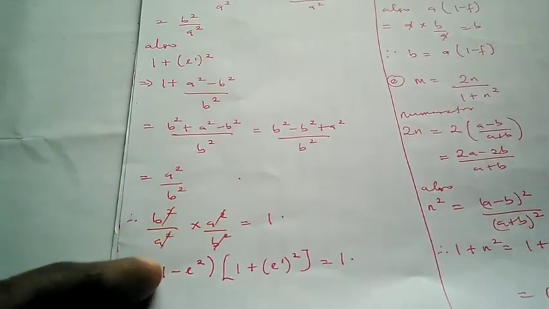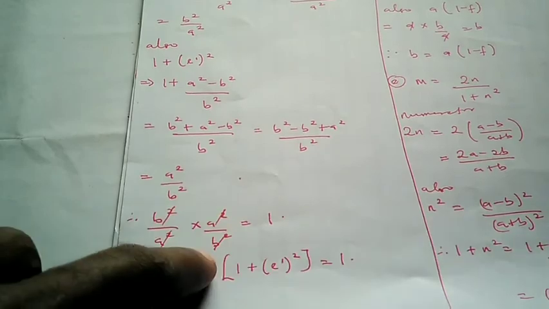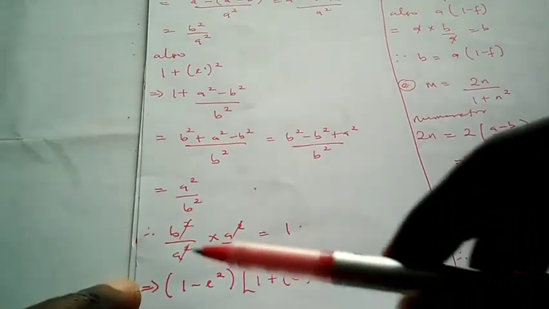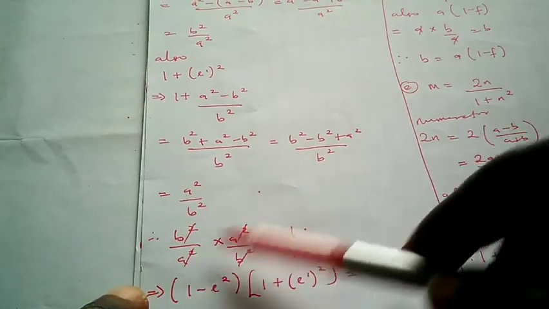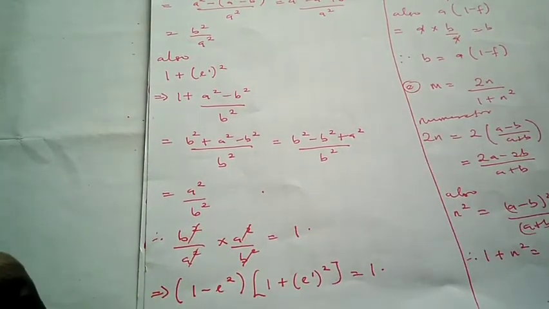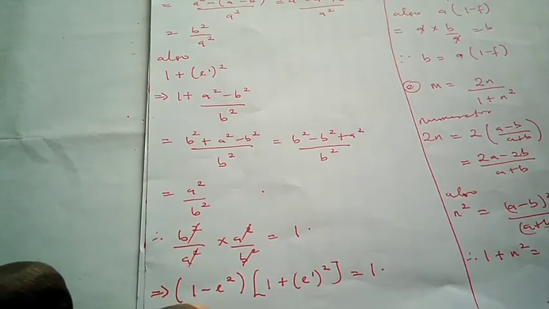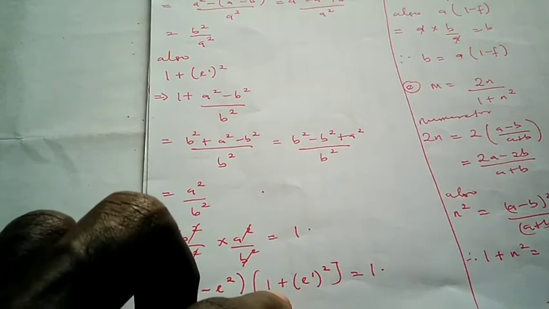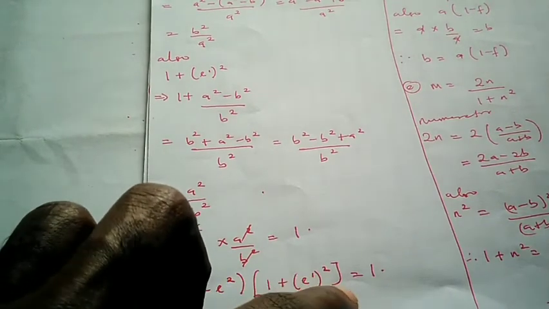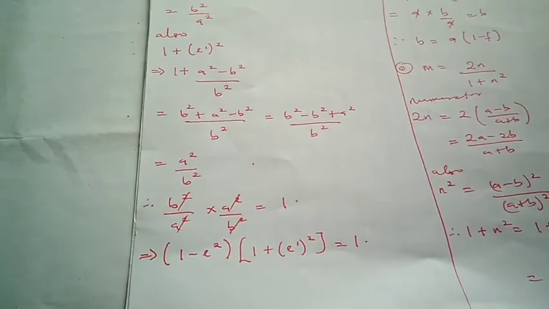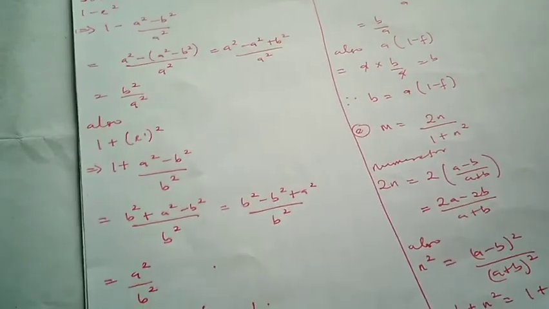So we now say, therefore, b squared over a squared multiplied by a squared over b squared is equal to 1. Because a squared will cancel a squared, b squared will cancel b squared, and we'll be left with 1. This then implies that we have proven that 1 minus e squared into 1 plus e prime squared is equal to 1. Are we together? Hope you followed it up to this point. It's alright. Thank you. We are almost done.